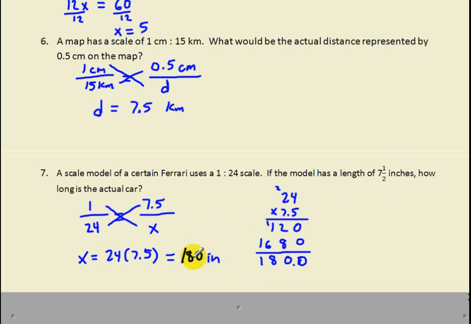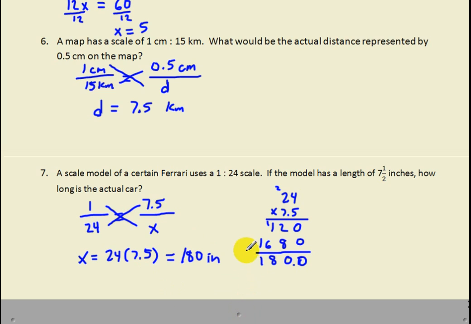If you wanted to convert that to feet, you can do that. As it turns out, in the case of cars, they usually do talk about the length in either inches or centimeters. So good luck with your cross products, and please again remember, only apply this cross multiplying when you have an equal sign between the two ratios.